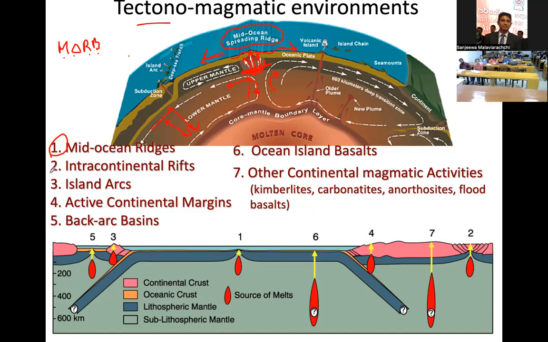Okay, and number 2. What is number 2? Where is it? I can't find it exactly. It's intracontinental rifts. Yeah, we have to take this place. Okay, here. This place where I'm showing an arrow. So there are intracontinental... Intracontinental means inside it.